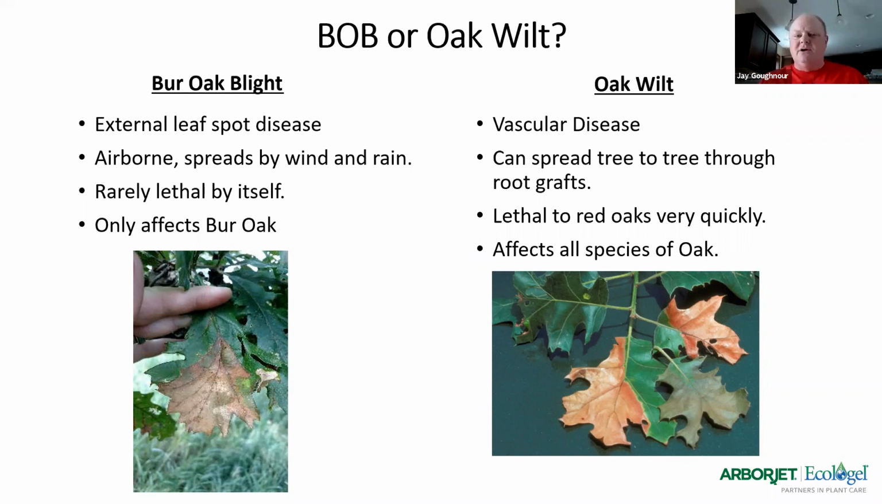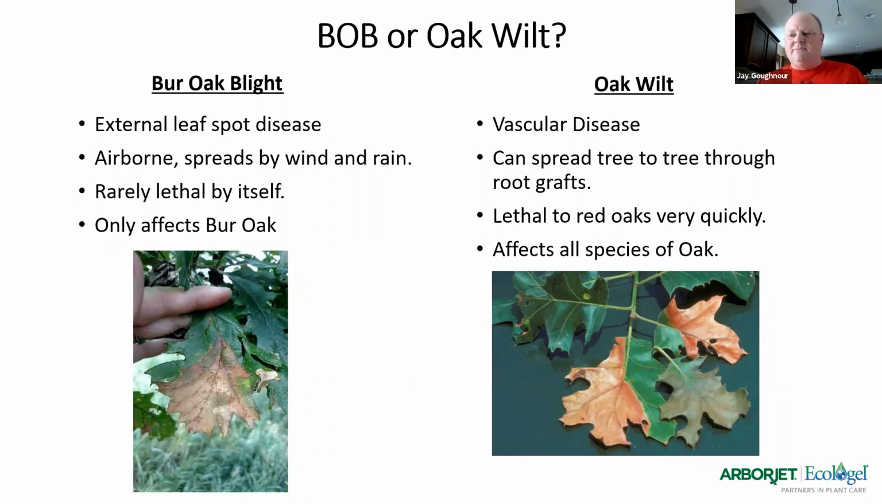Bur Oak Blight is spread by wind and rain. It's an airborne pathogen, and Oak Wilt's internal. It's inside the tree and can be spread tree to tree through root grafts. Completely opposite, right? Bur Oak Blight is very rarely lethal by itself. Usually Bur Oak Blight will weaken a tree and open the door to a secondary pest that's going to finish off the tree. We're going to talk about that as well.